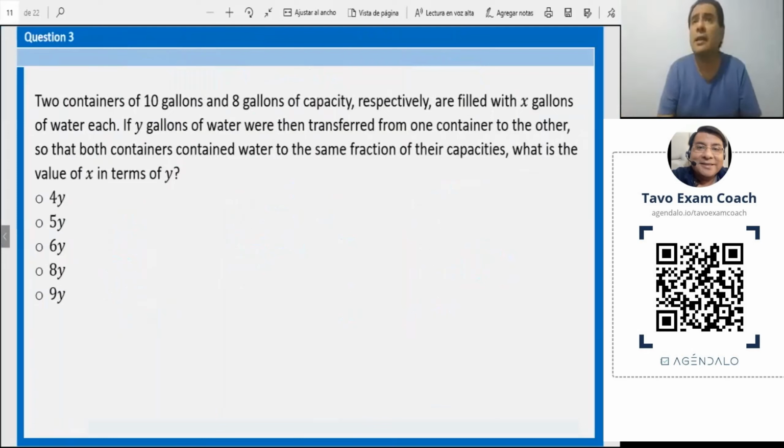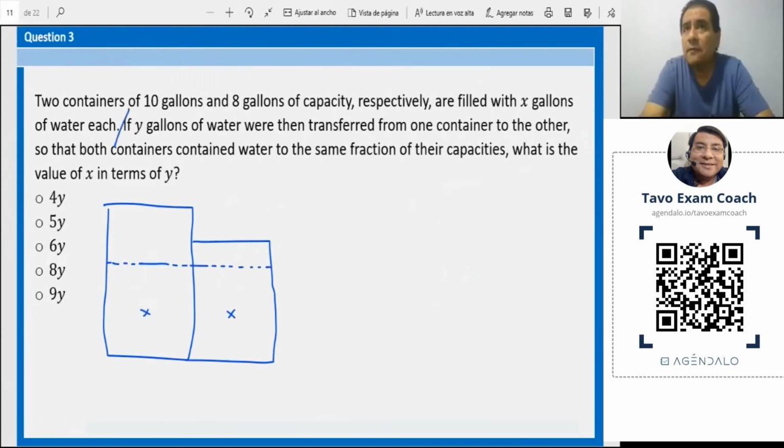Two containers of 10 gallons and 8 gallons of capacity respectively are filled with X gallons of water each. If Y gallons of water were then transferred from one container to the other, so that both containers contain water to the same fraction of their capacities, what is the value of X in terms of Y?